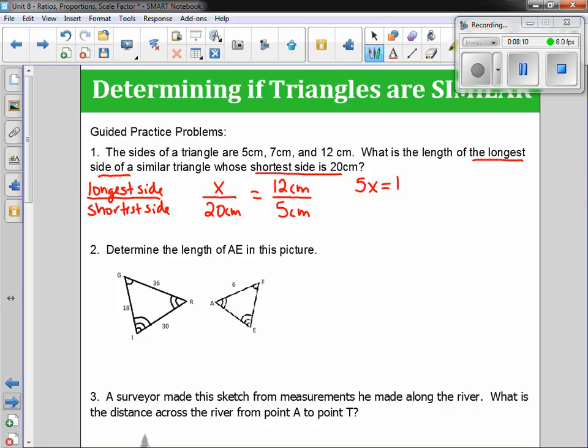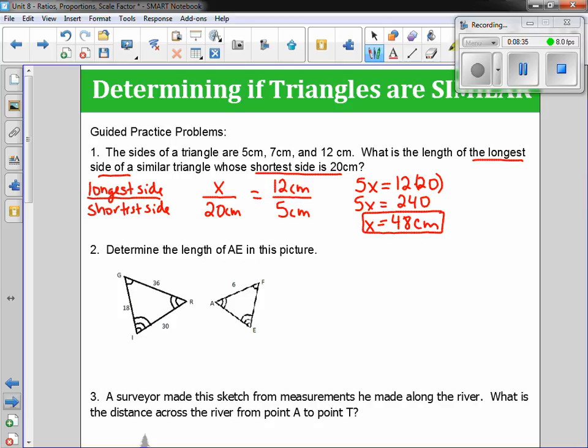5x is equal to 12 times 20. 5x is equal to 240. And we're going to divide both sides by 5 and get that x is equal to 48 centimeters. That means that the longest side of the similar triangle is 48 centimeters.